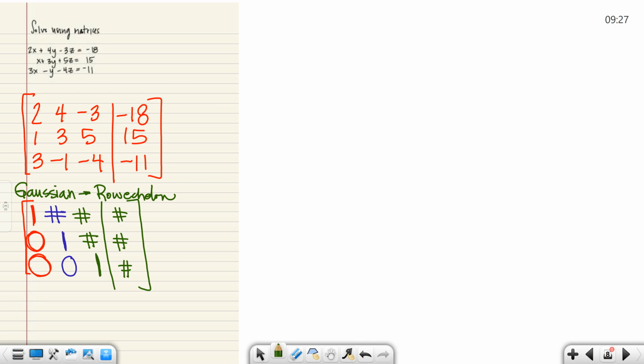You can also do it that way. Some of you might have said, I'm going to say 1/2 row 1 gives me a new row 1. All of those would be great.